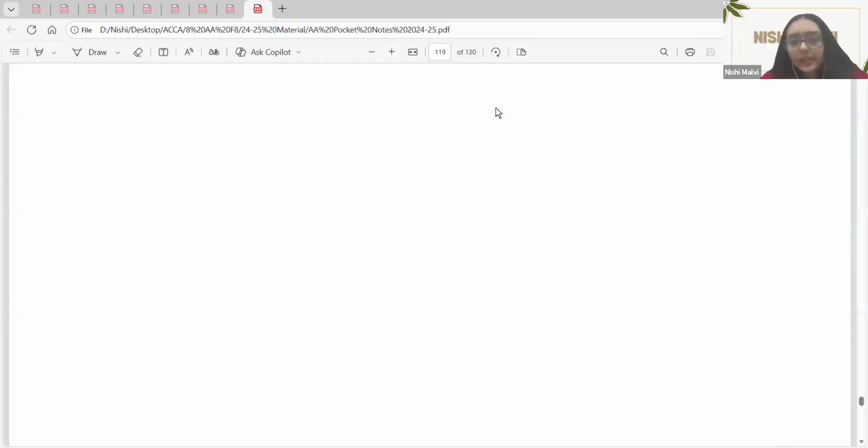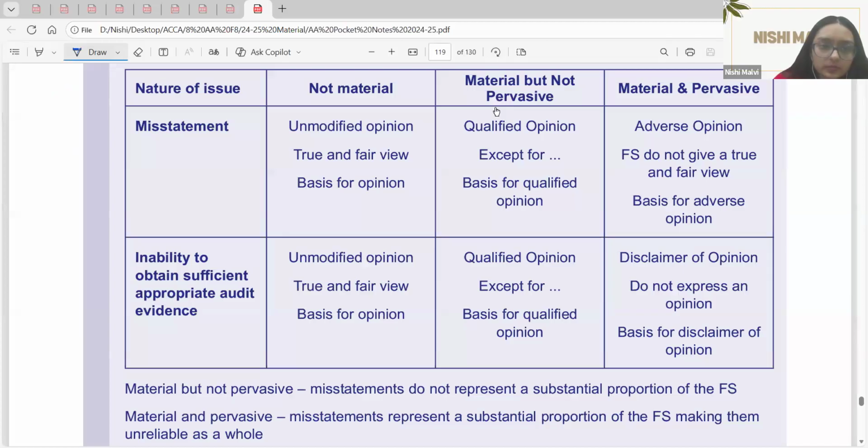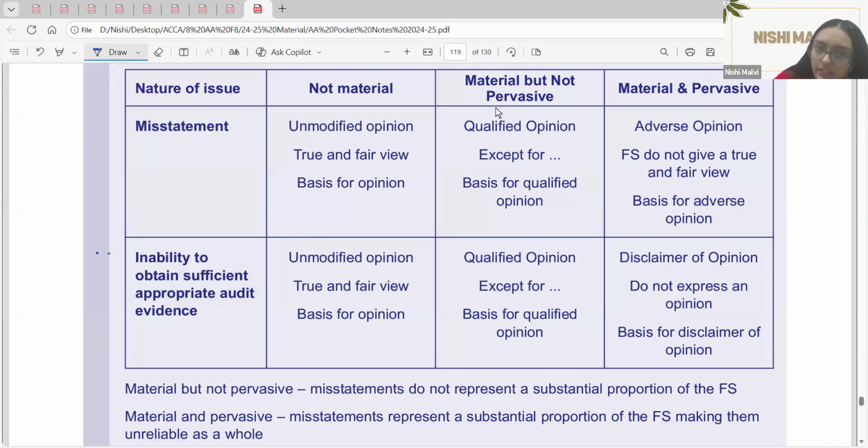See, there are three situations. Any error that is not material; any error that is material but not pervasive, pervasive in the sense of not affecting other transactions. In case there is a legal claim, that's not affecting another transaction. And any error that is material as well as pervasive. Let's say inventory, or purchase, or bank balance. This is going to affect the other transactions as well.